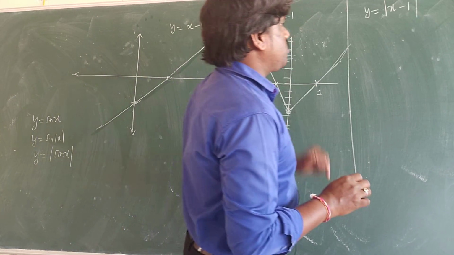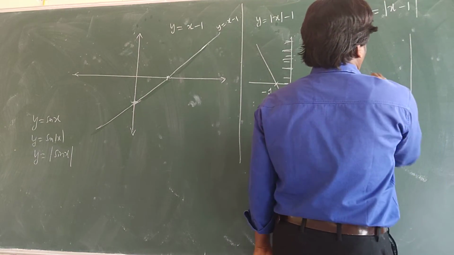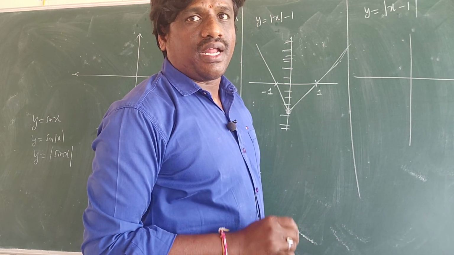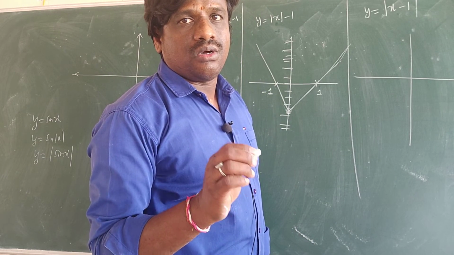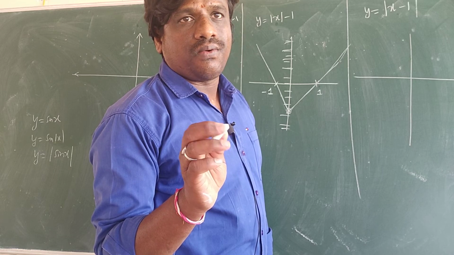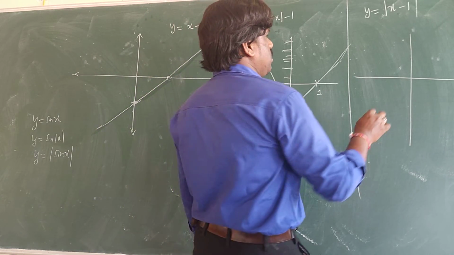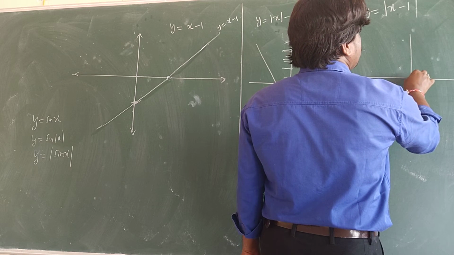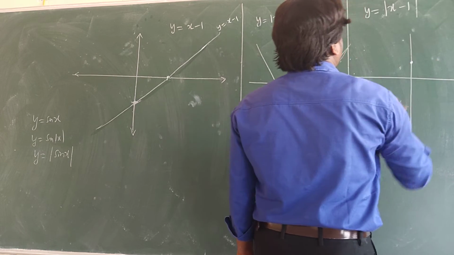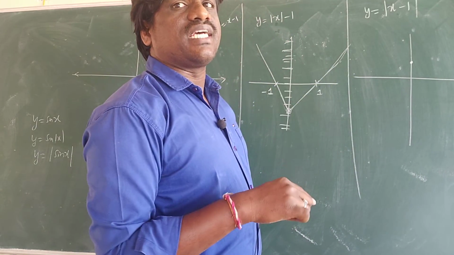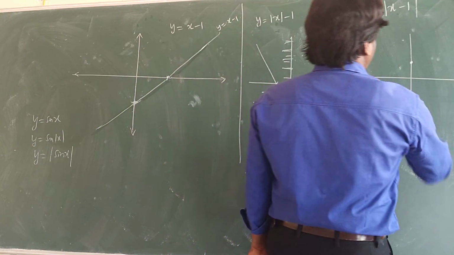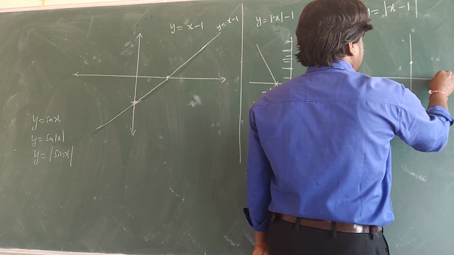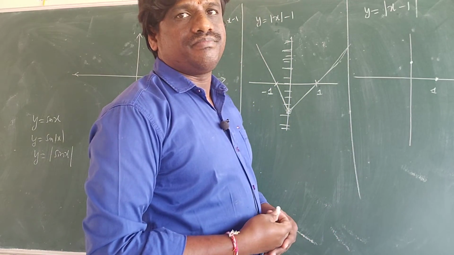Now in this case, what is this one? What is this graph here? If I take x is equal to 0, what do I get here? 0 minus 1. The modulus of 0 minus 1 is how much? 1. So if I take x is 0, I get y as 1. Okay. If I take x 1, what do I get here? y is 0, na.